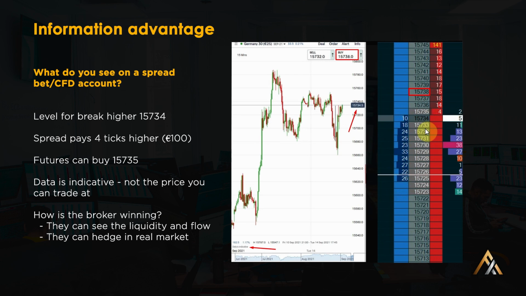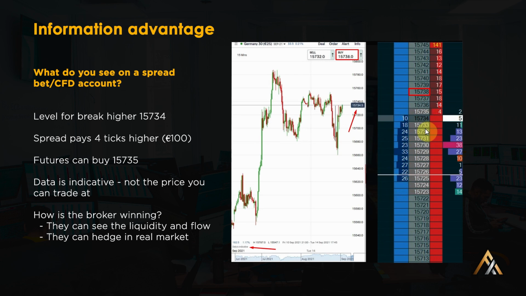Now, if you're playing this as a break of the level, you're going to be looking to buy 35s, break of level, and you're going to be looking for a move up towards recent highs around about 50s. So your level to break is 34. You're going to look to buy as it starts to trade into 35. Now, if you look at the spread bet account on the right, if you want to buy this, you're already paying 38.